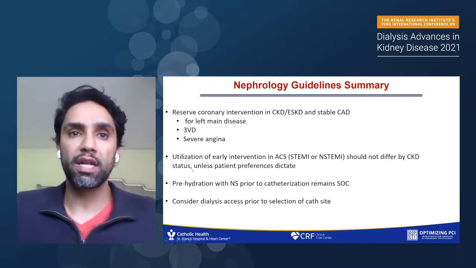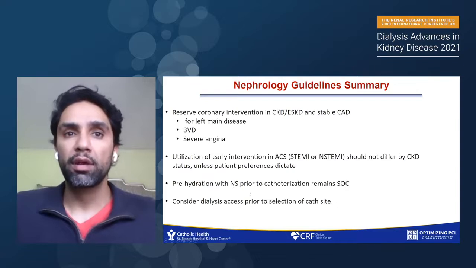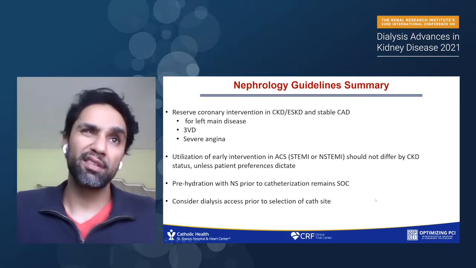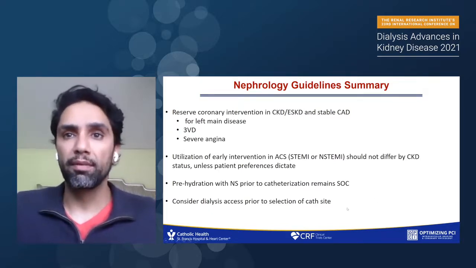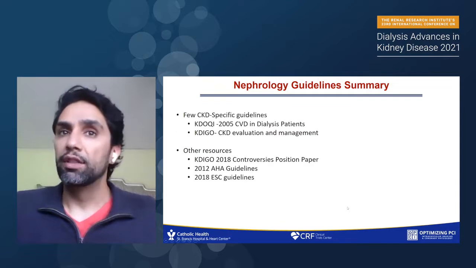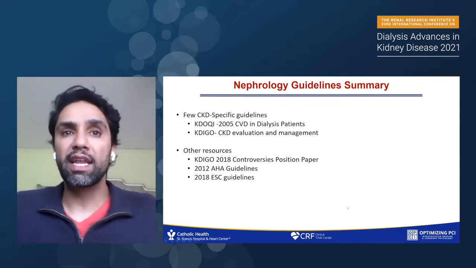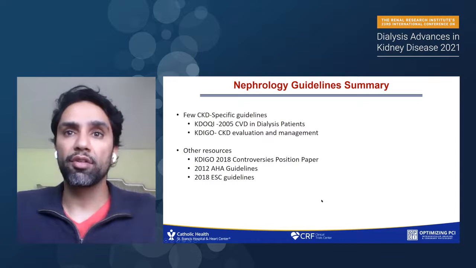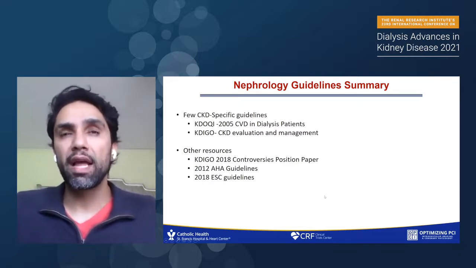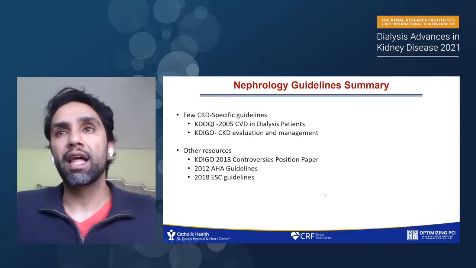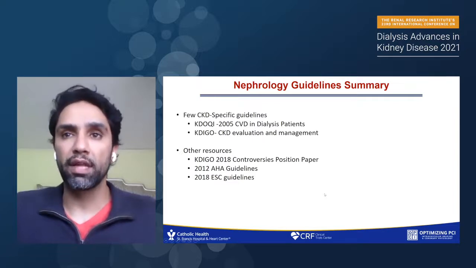I'm going to talk to you about this concept of renalism later on. Prehydration is probably good, but there's probably certain situations where it's bad. And consider dialysis access prior to selection of your cath site. So, be careful if you're going to use someone's brachial artery and not their radial artery. Very little data on CKD-specific guidelines, and there are some other resources. But in general, I have to say, neither the nephrology guidelines nor the cardiology guidelines are helpful in CKD patient populations.